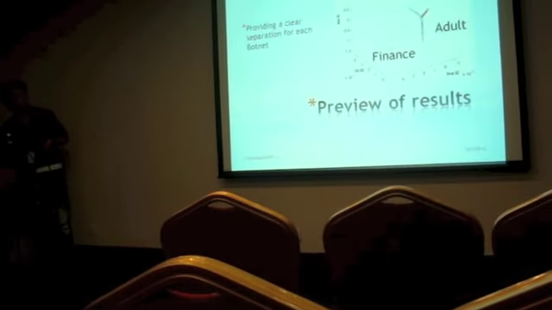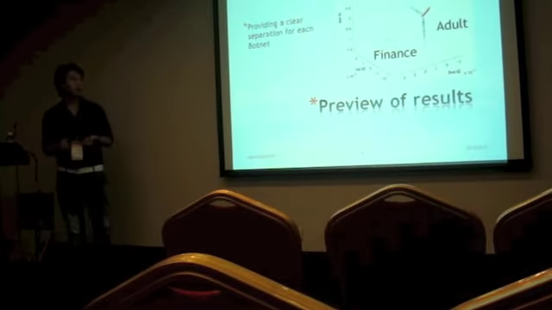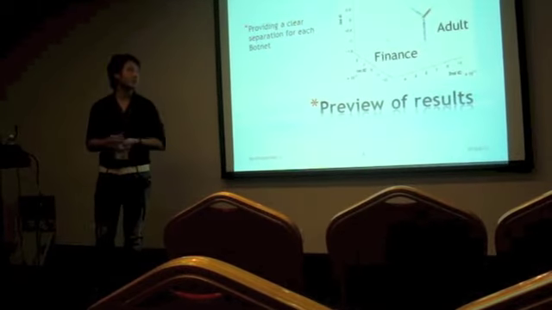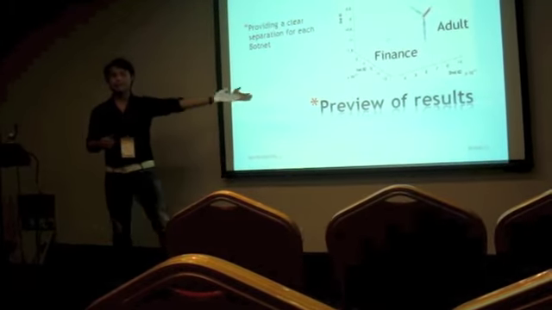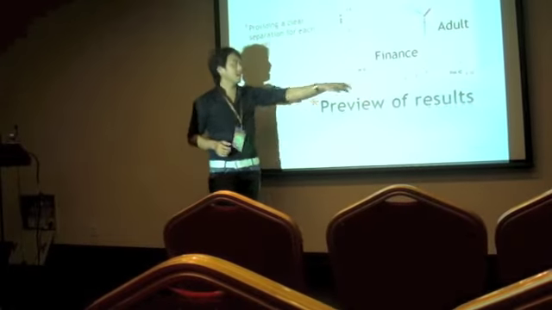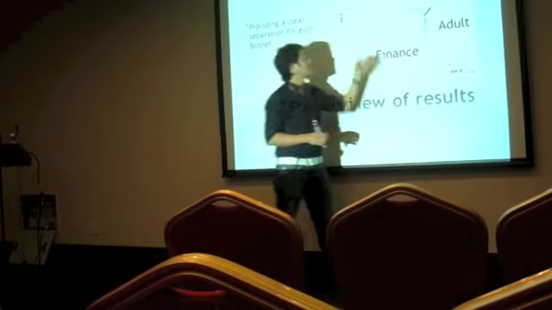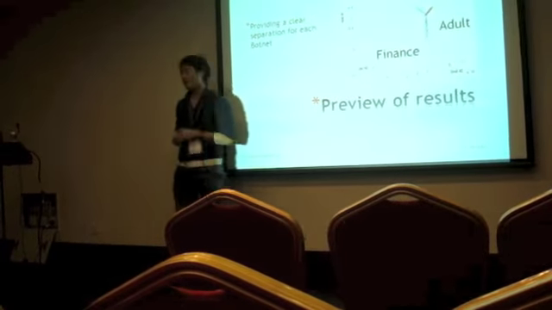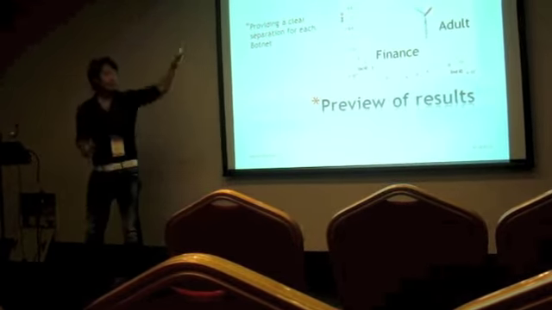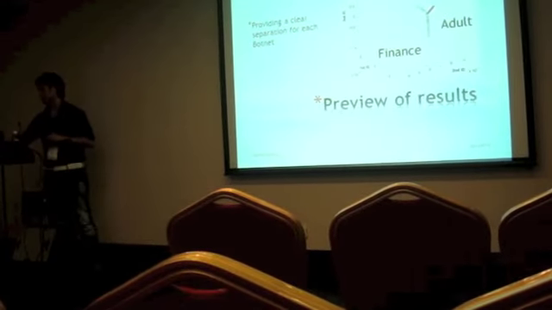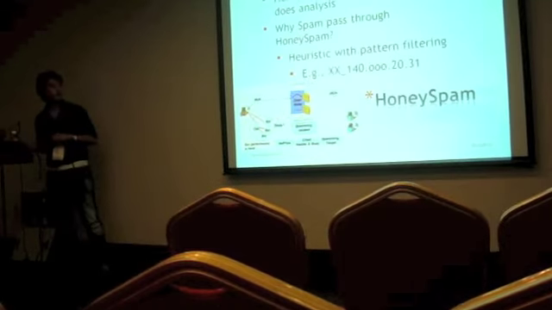Here is a preview of our result. We want to plot this kind of thing: the financial kind of botnet is at this part, the adult is at this line, and the copycat, for example selling LV specs, is at the laptop side. So this is the result we want.